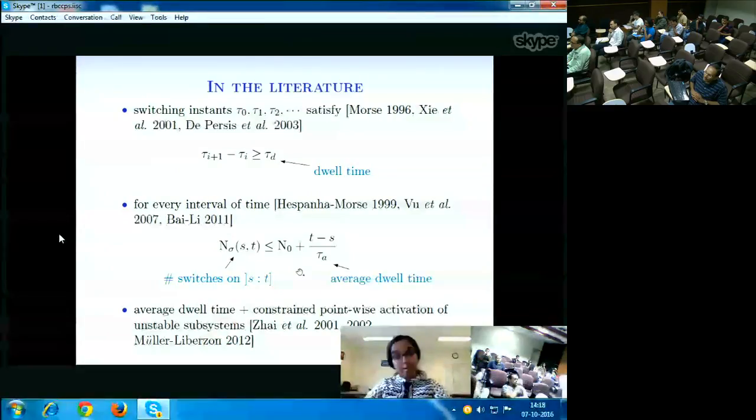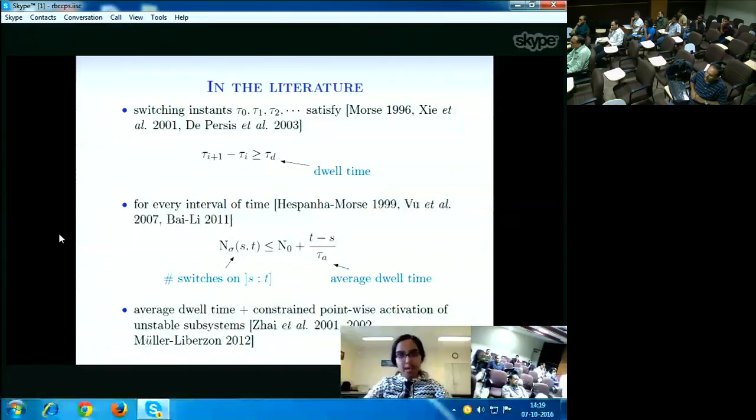So on every interval of time, the number of switches can grow at most as an affine function of the length of the interval. So we have the length of the interval here, and this has to hold for every interval of time. Meaning, on the timeline, whatever be the length of a window that you select and wherever you shift it, this condition on the number of switches needs to hold.